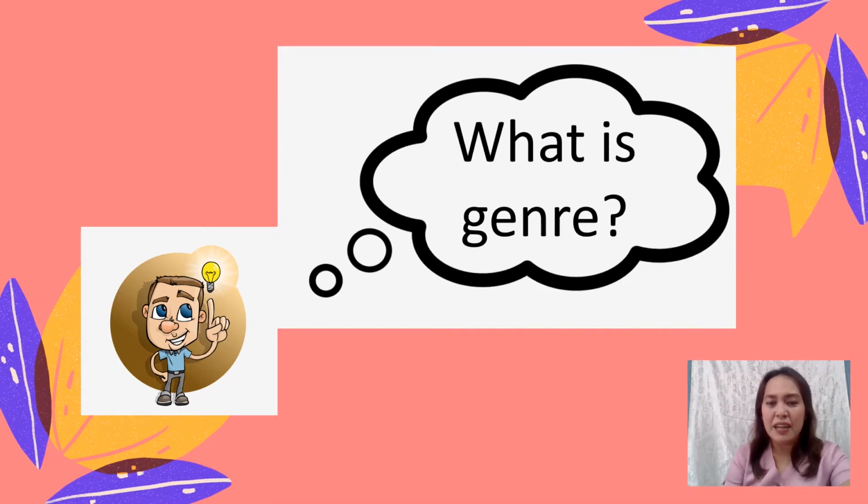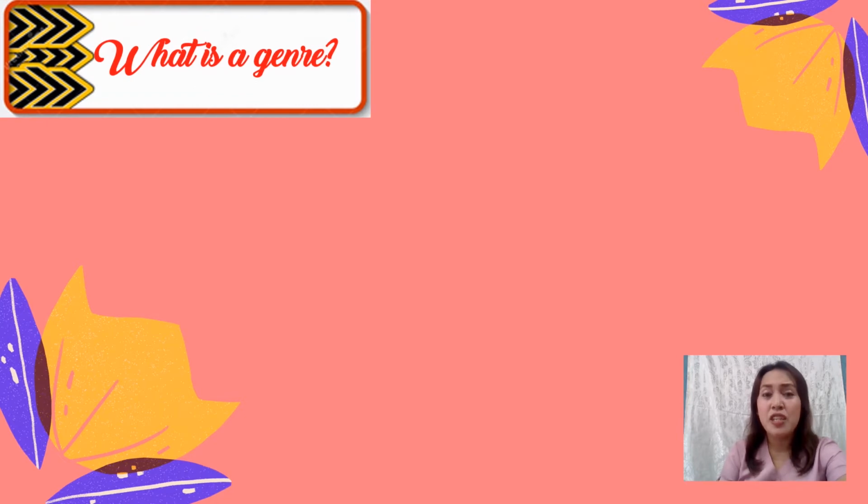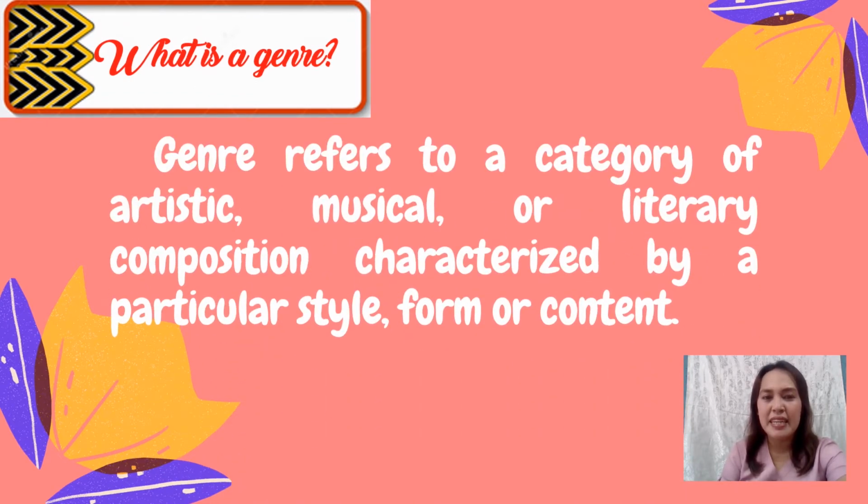Before we move on, let us have a quick walk down our memory lane. I hope you can still remember some terms from your literature lesson. Anyway, this is an easy one. Do you know what genre is? Again, what is genre? Well, if you may have forgotten, you may check your dictionary apps on your phone. As defined in the Merriam-Webster Dictionary, genre refers to a category of artistic, musical, or literary composition characterized by a particular style, form, or content. For our discussion, we will focus on literary genre.